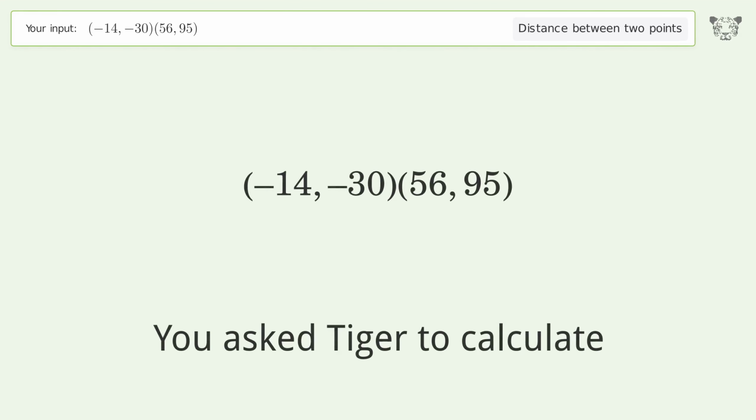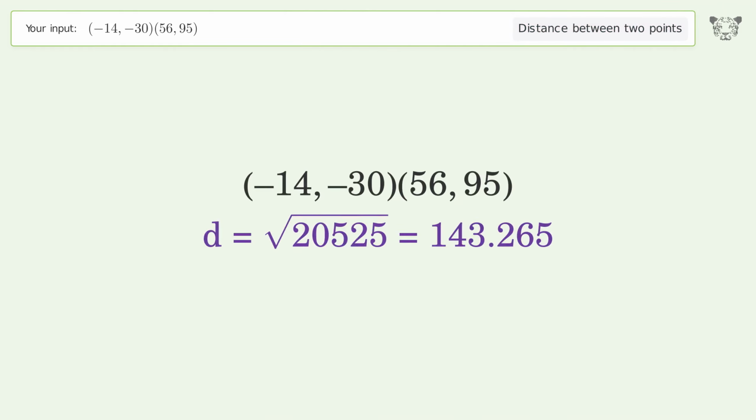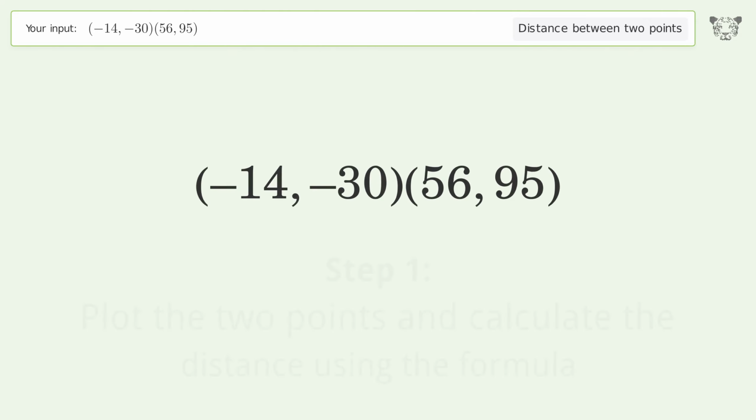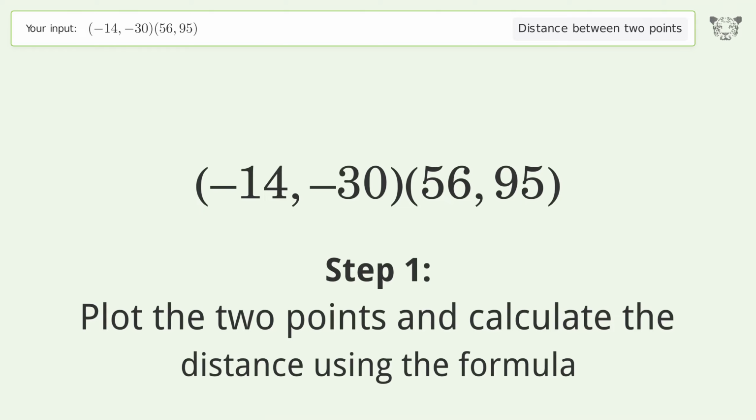You ask Tiger to calculate. This deals with the distance between 2 points. The distance between the 2 points is the square root of 20,525 or 143.265. Let's solve it step by step. Plot the 2 points and calculate the distance using the formula.